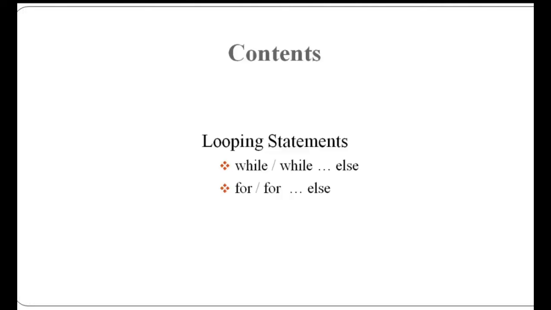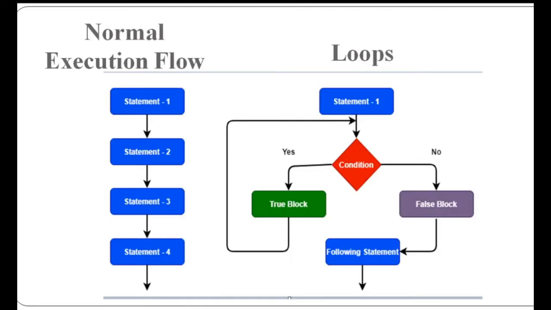There are two types of looping statements available in Python: while else and for else. In previous languages like C++, we have only the while loop, repeat until, or for loop. But here you can see that the else part is associated with the while as well as the for loop. We'll see the syntax now.